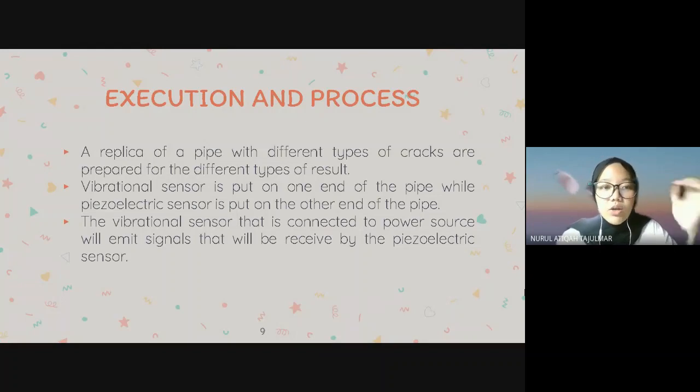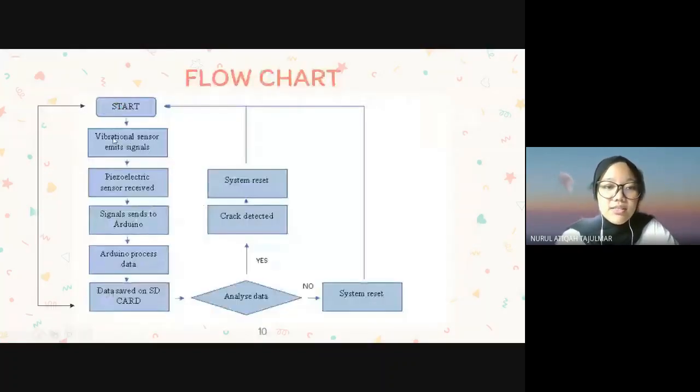So this is our flow chart. We start here, and then the vibrational sensor will emit a signal, which will then be received by the piezoelectric sensor. Then the signal will be sent to the Arduino. The Arduino will process the data, and the data is saved on the SD card. This process will be on loop as long as there is a power source to supply current to the circuit. Then we will manually analyze the data, detect the crack, and define if the crack is severe or characterize the crack, and then we reset the system and it's back to the start. And if there's no crack, the system will also reset and go back to the start.